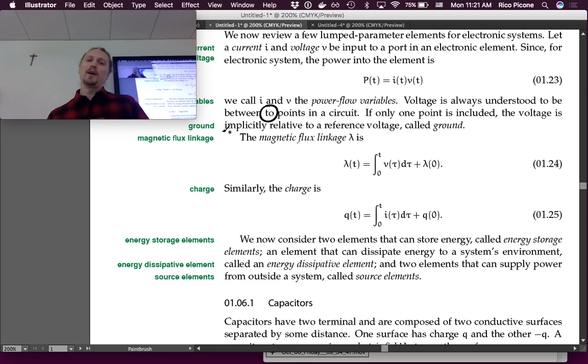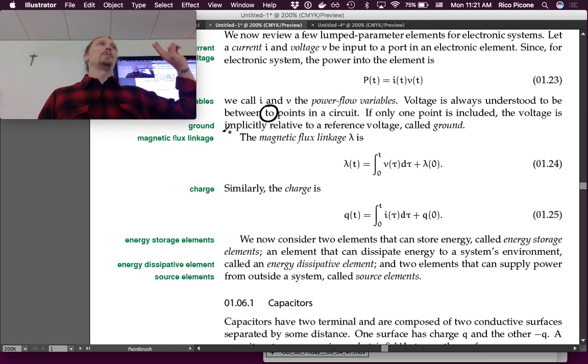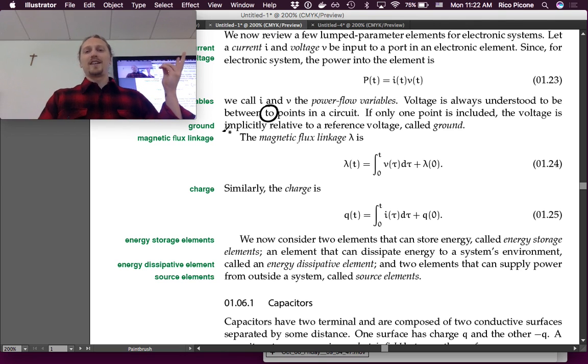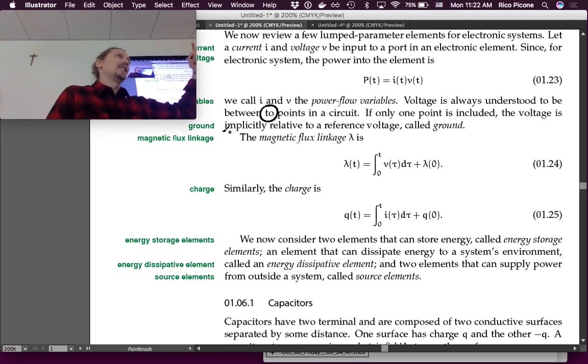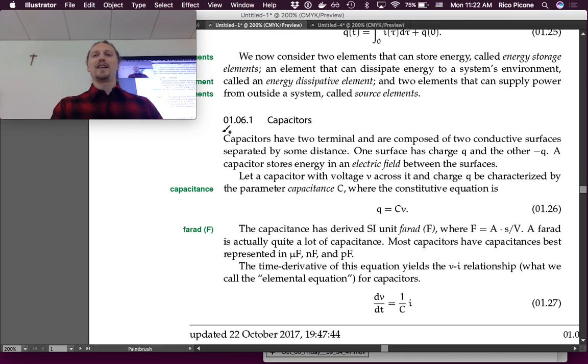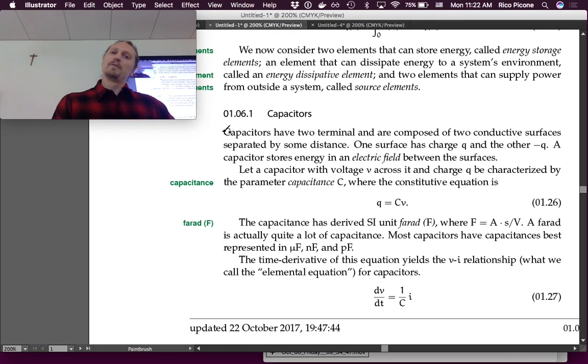We now consider two elements that can store energy, called energy storage elements. What are those two going to be? What are the first two we considered? Capacitors and inductors? Yeah, exactly. A dissipative element, what was the one we did? Resistors. And then two source elements. What are the two sources? Yeah, voltage and current sources. We're going to look at these, but notice that this is the same thing that we just did, but for electronic systems: the storage elements, dissipative element, and source elements.